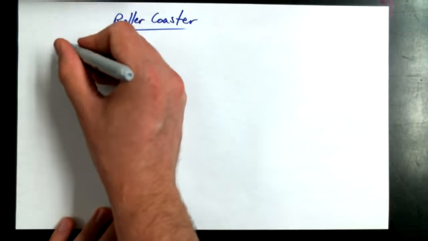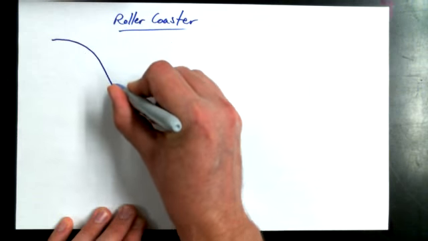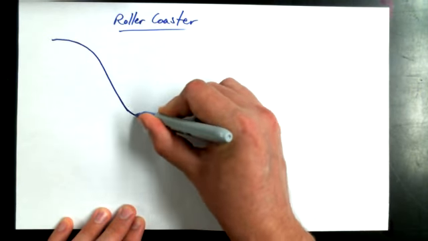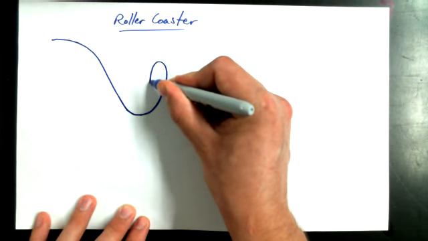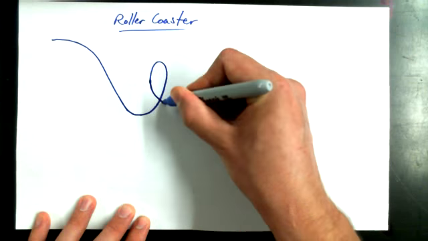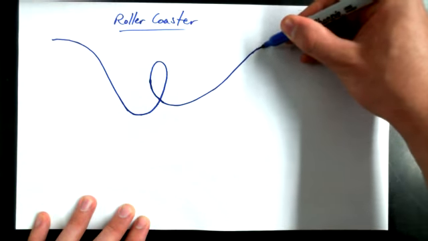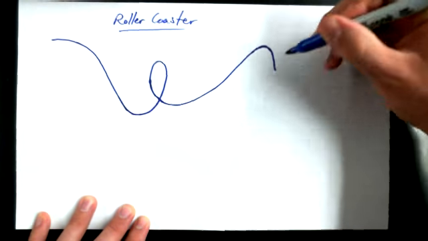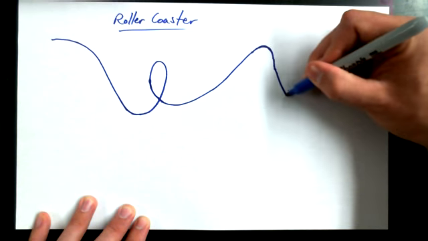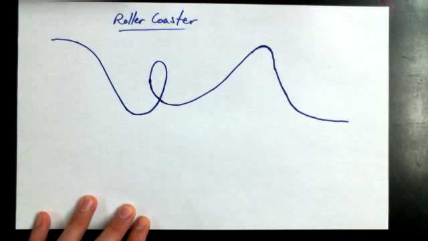All right, I'm being very intentional about this. So I'm going to make the first hill very, very high. And then I want to make the first loop not as high as the first hill. And then I want to make the next hill higher than the first loop, but not as high as the first hill. Okay? And then back down to the ground. This is the roller coaster.